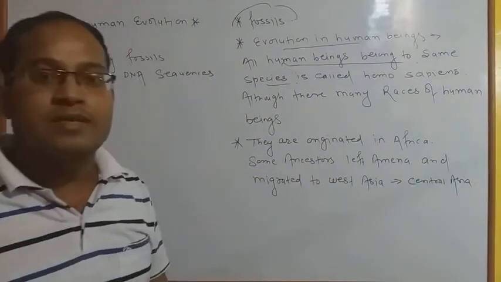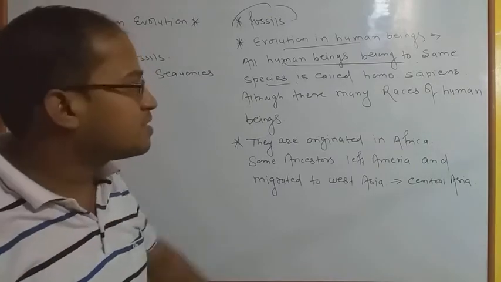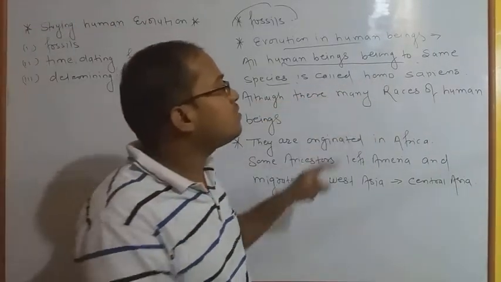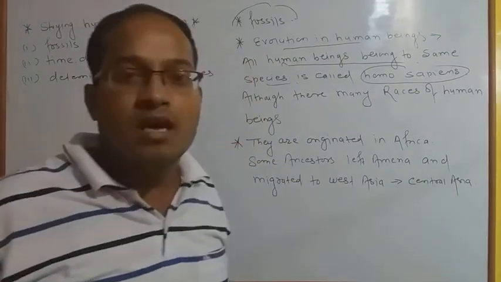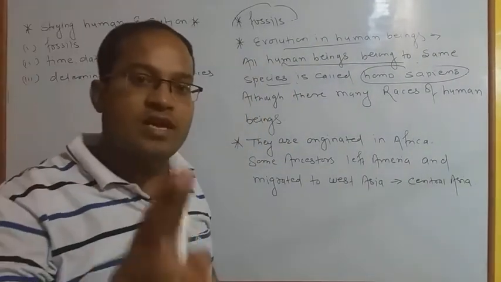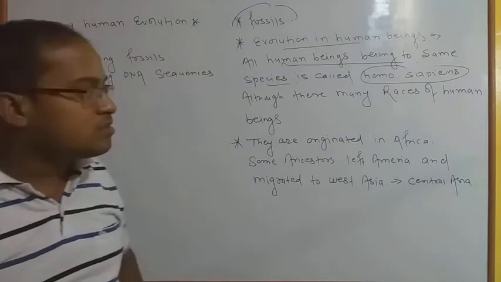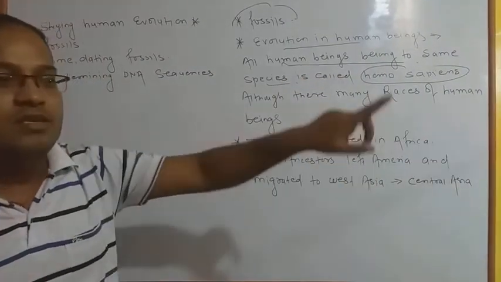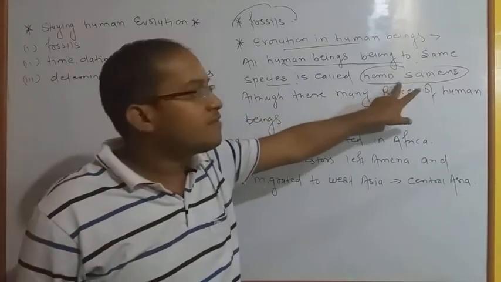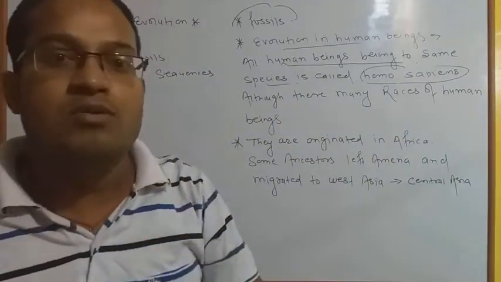All human beings belong to the same species. The species name is Homo sapiens, and Homo sapiens is the scientific name of human beings. Most important, write this down, because so many times questions may be asked for 1 mark in your board exam. What is the scientific name of human beings? That is called Homo sapiens.